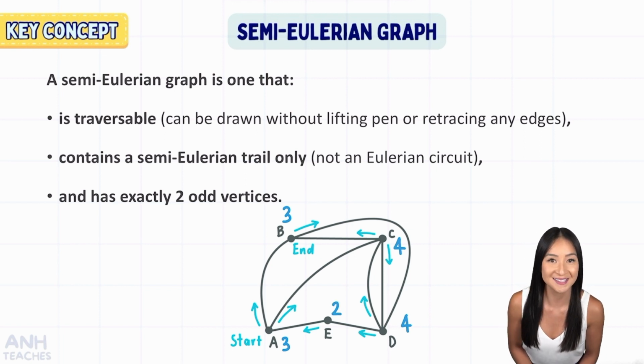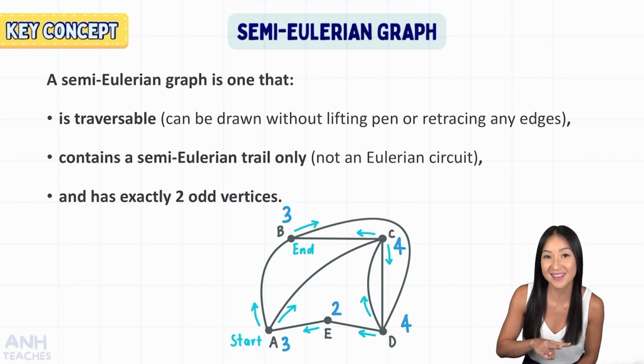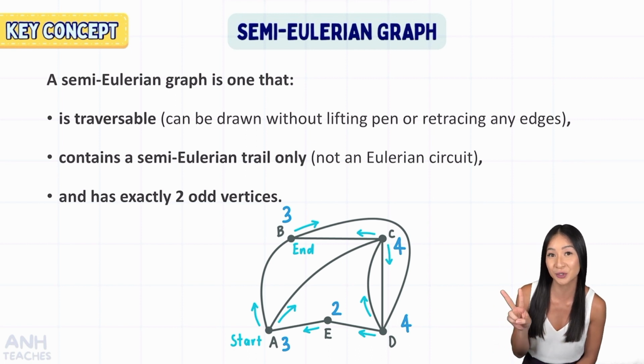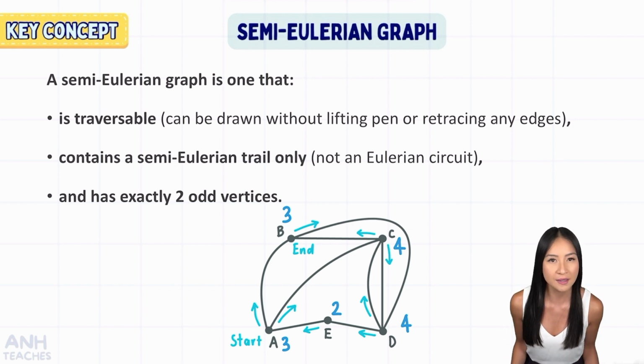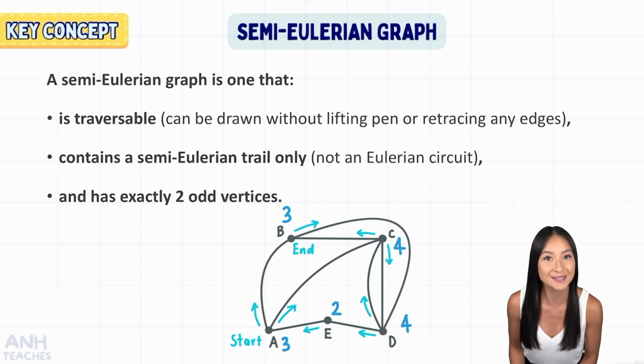Now, what you may notice is that there are 3 even vertices, and then there are exactly 2 odd vertices, A and B. What else does that coincide with? That is the beginning and the end of the semi-Eulerian trail, and this holds true for all semi-Eulerian graphs. The 2 odd vertices is where you'll find the semi-Eulerian trail beginning and ending.